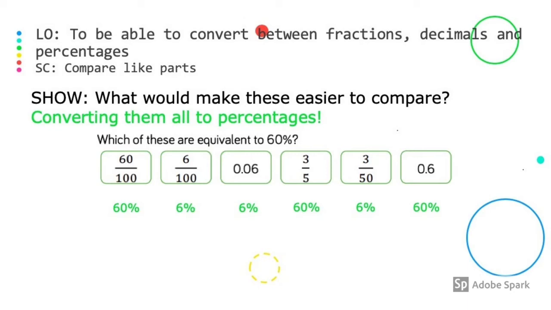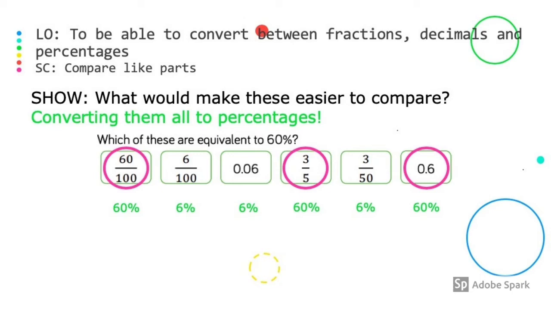0.06 is equivalent to 6%. 3/5 is equivalent to 60%. 3/50 is equivalent to 6%. And finally, 0.6 is equivalent to 60%. The fractions and decimals that are equivalent to 60% are circled on the screen. That was pretty easy, wasn't it?